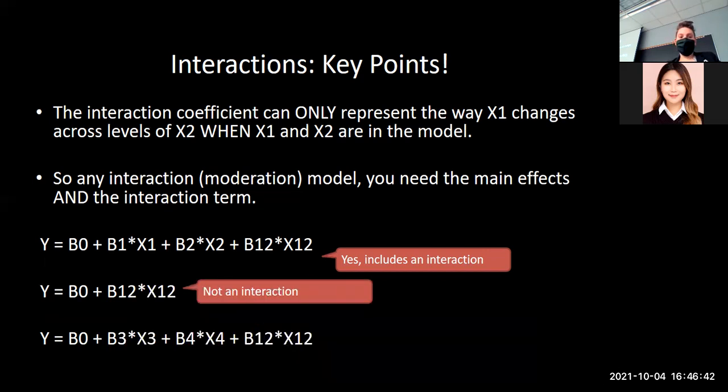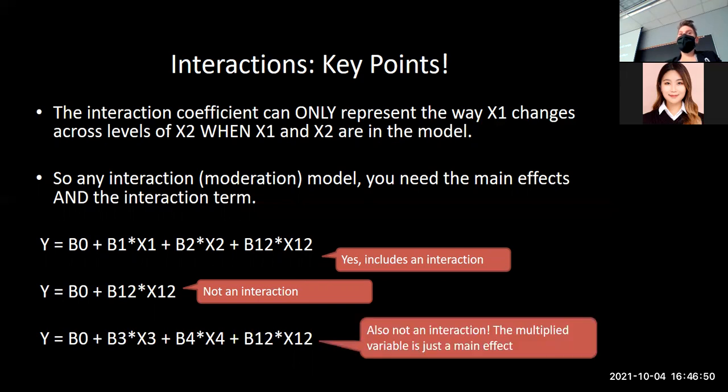Here's another example where I have b3 times x3 and b4 times x4, and then I have b12 times x12. This again is not an interaction because x1 and x2 are not in this model. This is just a main effect of some multiplied variable, which most of the time won't make any sense, but sometimes it might make sense, who knows. But it's not an interaction term.